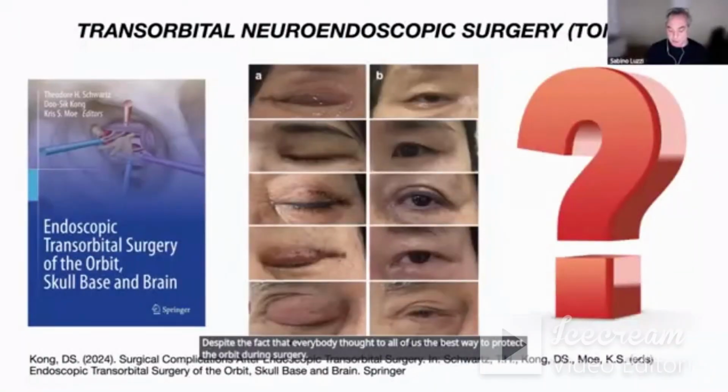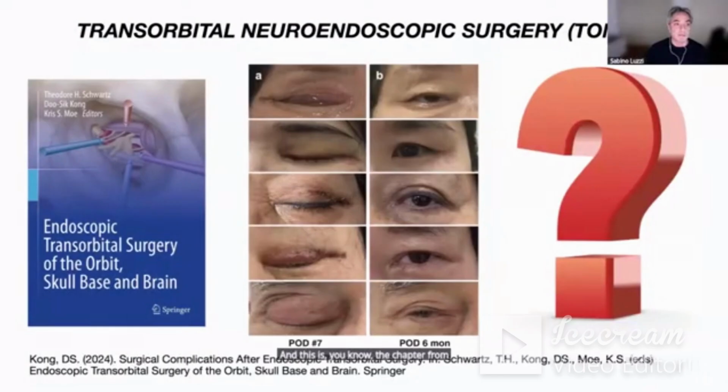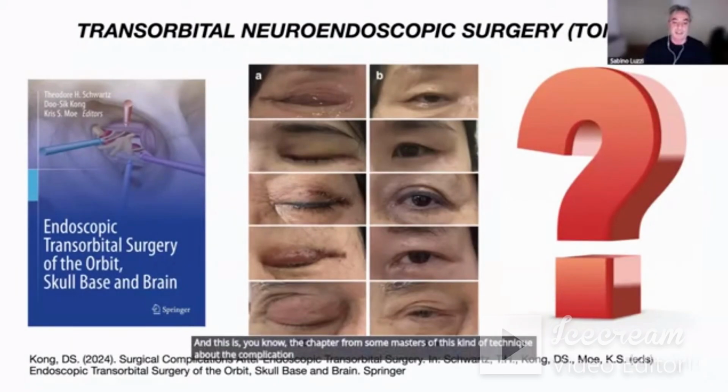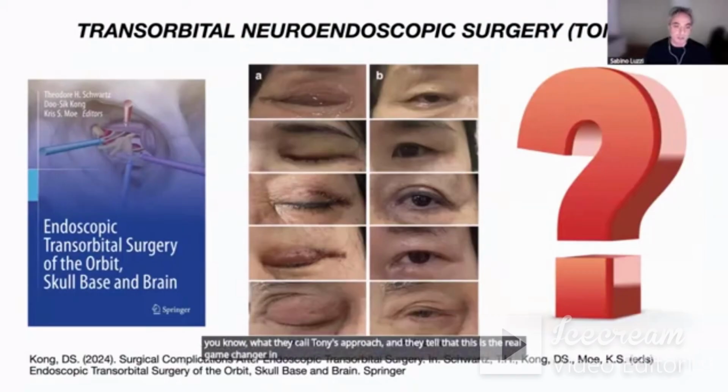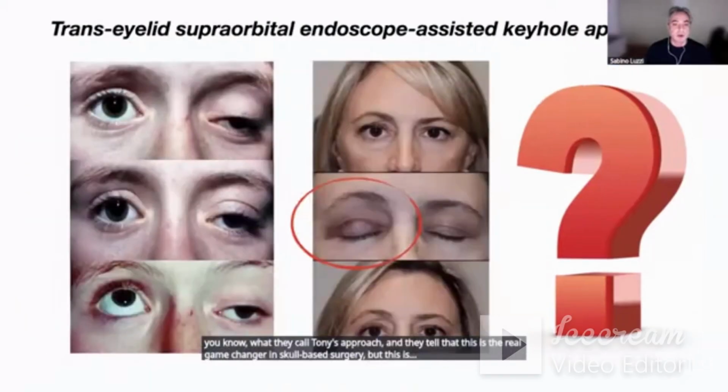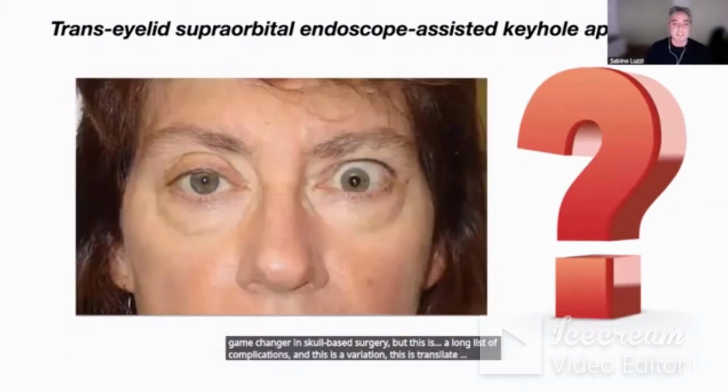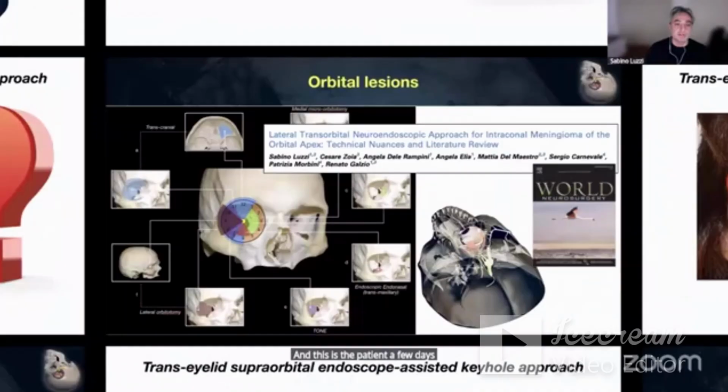And this is a chapter from some masters of this kind of technique about complications. We see here some complications of what they call the Tonnes approach, and they say that this is the real game changer in skull-base surgery. But this is a long list of complications, and this is a variation. This is the trans-eyelid supraorbital endoscope-assisted approach, and this is the patient a few days after surgery.